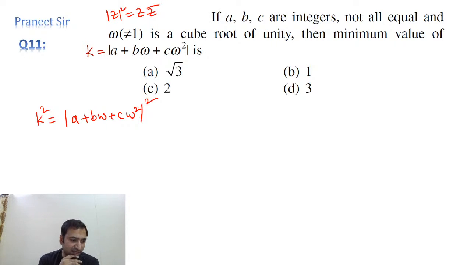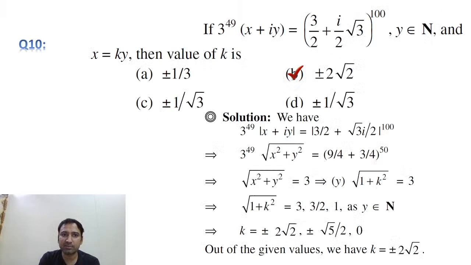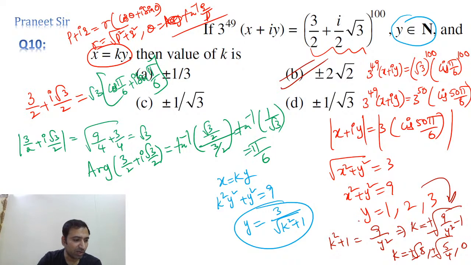10th question, you got a different answer, Shirin. What answer did you get? Tell me. These are the values we are getting: 2 root 2, root 5 by 2, 0. What answers did you get, Sharon? That's what we are getting, right? Root 8 we are getting. Root 5 by 2 we are getting. And 0 we are getting. What answers did you get? Clear now? Any doubts?